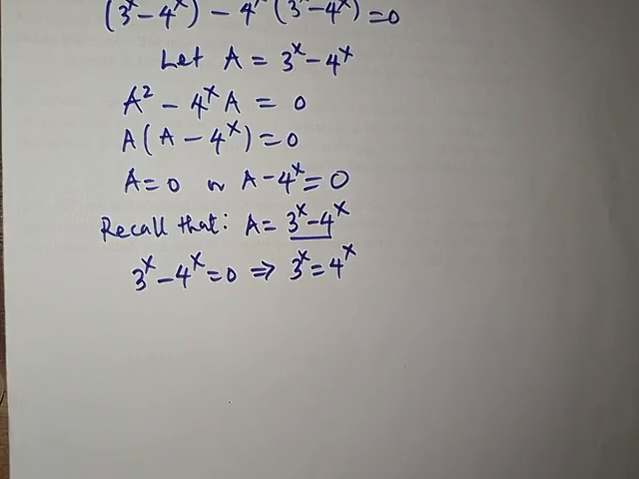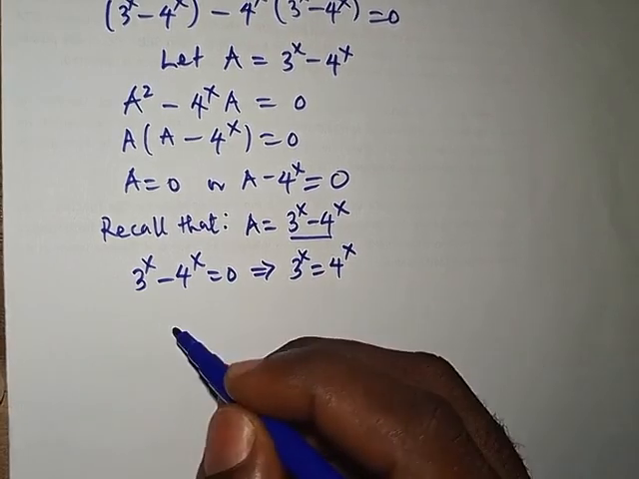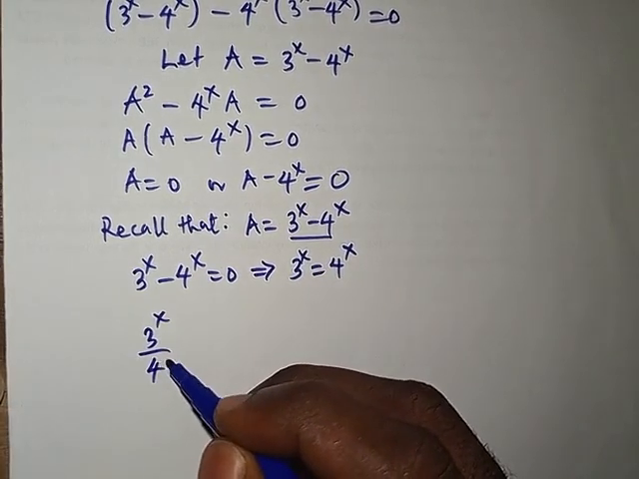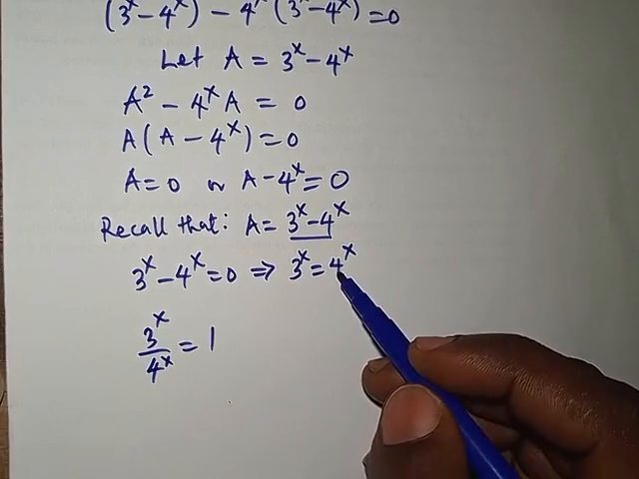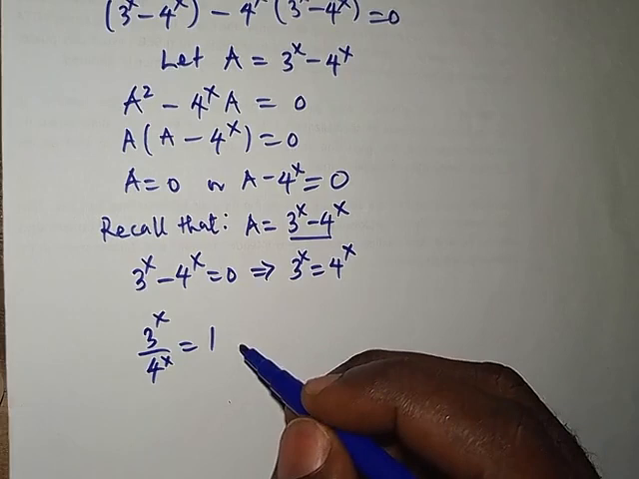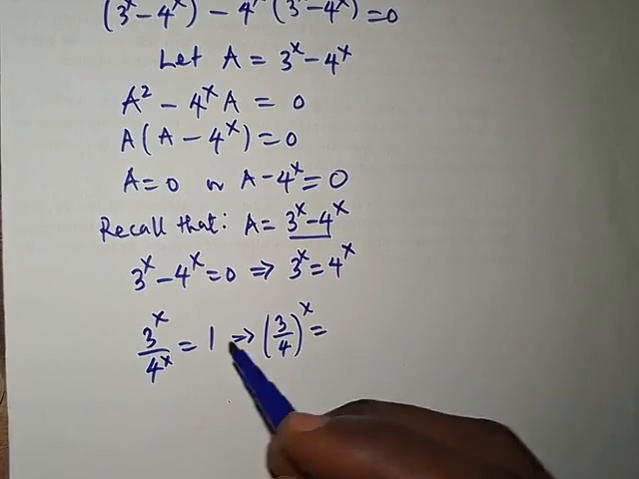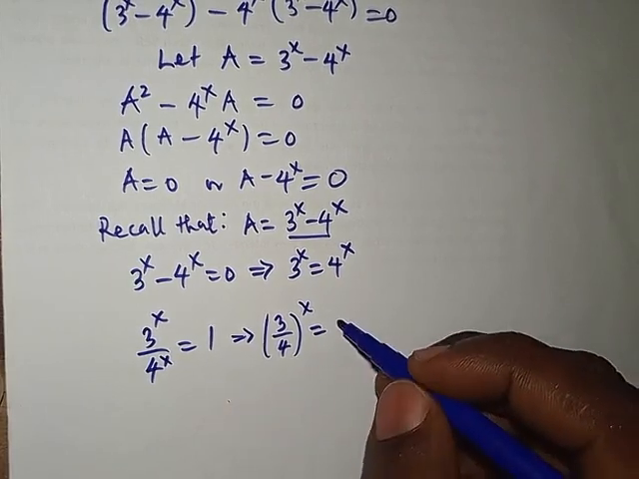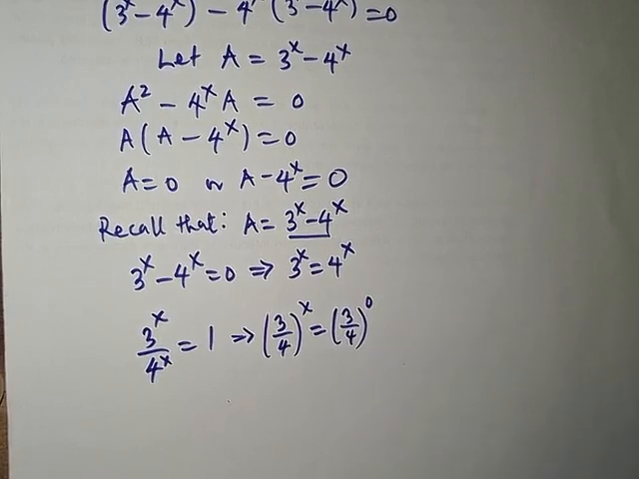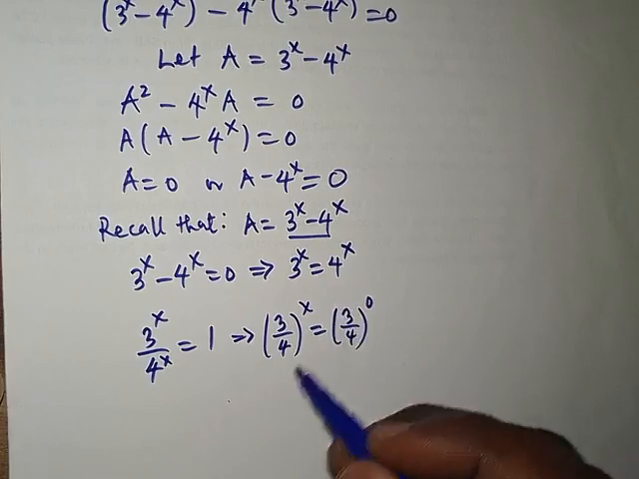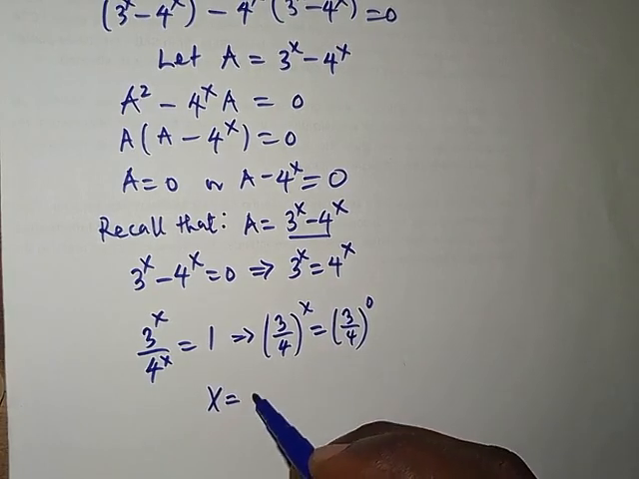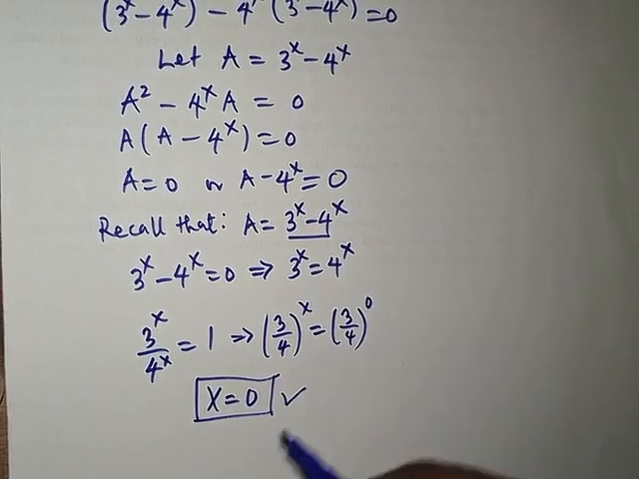Are you following? Now from here, if I write 3 to the power x over 4 to the power x equals 1, it means I divide through by 4 to the power x. So I can rewrite this as 3 over 4 all to the power x, while the right-hand side is 1, which can be written as 3 over 4 raised to the power 0, because anything raised to the power 0 still gives us 1. Since the bases are the same, we equate the powers. Therefore, we have x equals 0.